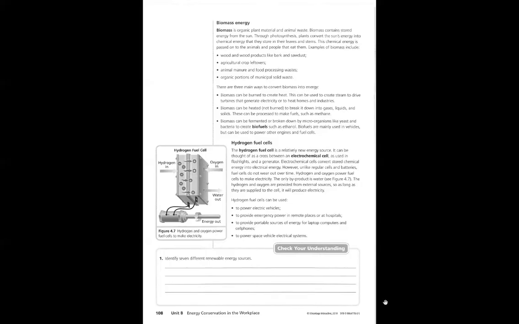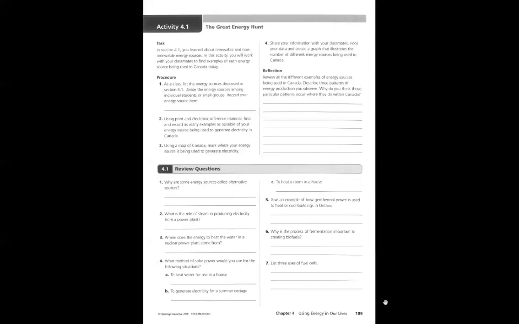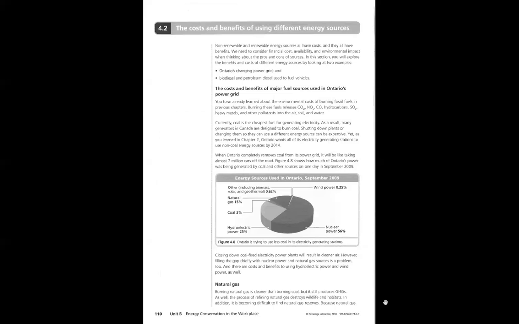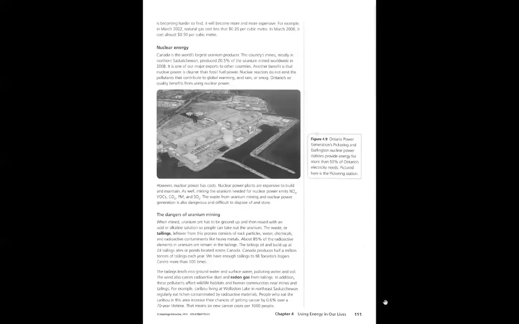So you should know the forms to get that energy, and then how that energy is then converted into electricity. Okay. 4.2 in the textbook, lesson 14, is the costs and benefits of using different types of energy sources. And we went through all of these in great detail. So you should know a cost and a benefit of every single one, especially a fossil fuel, nuclear energy.